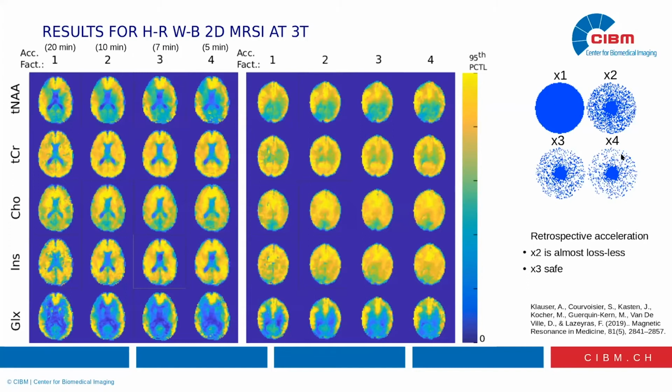lose fine detail data, and that's precisely what we see on this metabolite distribution. If we go higher and higher in acceleration, we lose fine detail data. So that was our slice.